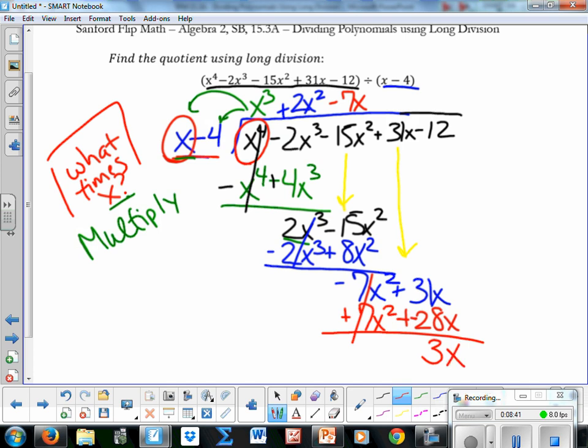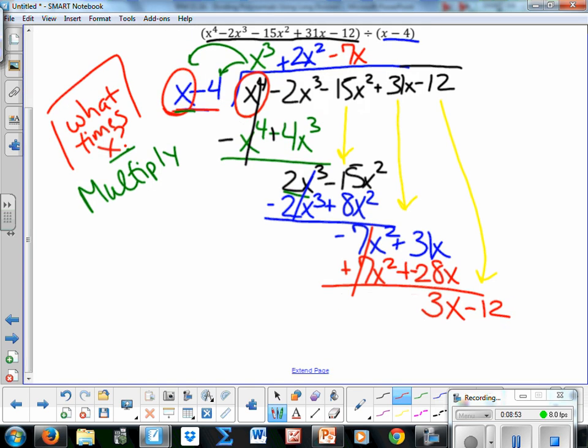All right, now we're going to keep going again because we can still do something. We have to bring this last term down. That gives us our negative 12 as our last term. But we can still do what times x because we have an x here. So what times x gives us 3x? Well, that's 3. So 3 times x is 3x. 3 times negative 4 is negative 12. I'm going to take opposite, opposite. Add: 3x plus negative 3x is 0. And then negative 12 plus 12 is 0. So these cancel. So unlike before with our numbers, we don't have a remainder in this case.